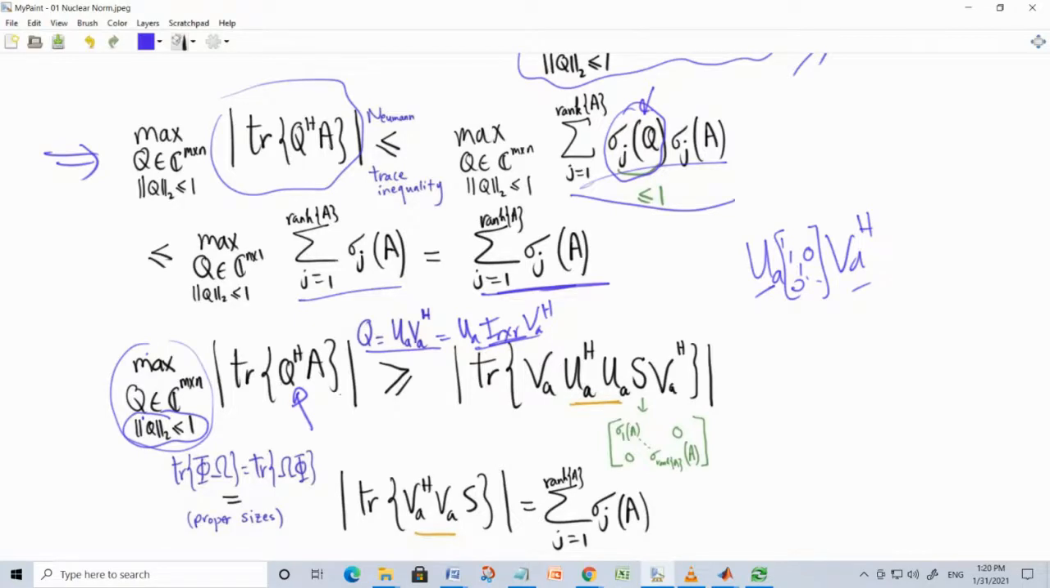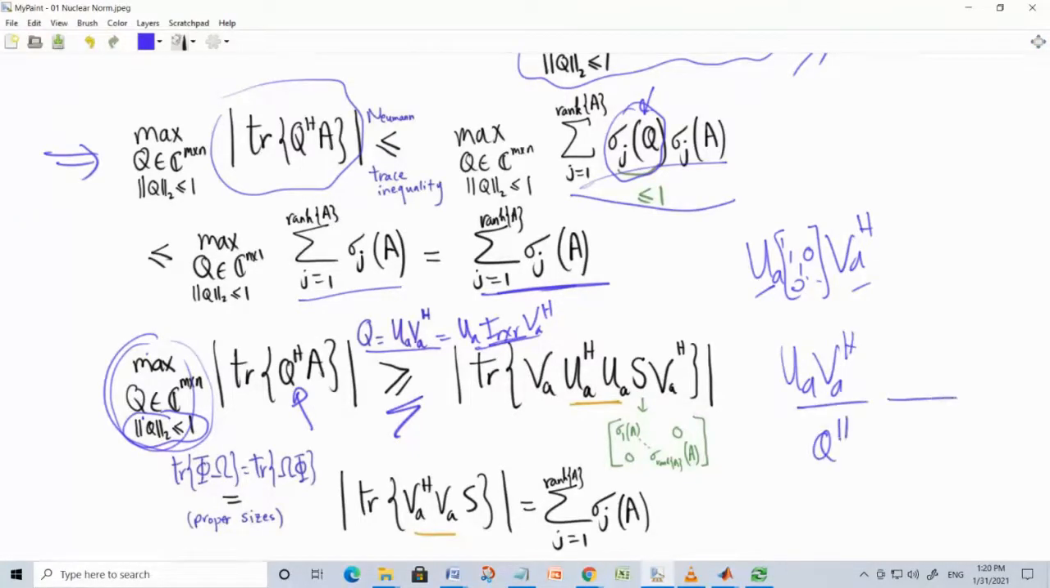So what will happen if you do this? If you do this, of course, you get this inequality because this is the maximum. And now write A in terms of its reduced SVD. Okay, so Q Hermitian will be UA VA Hermitian.